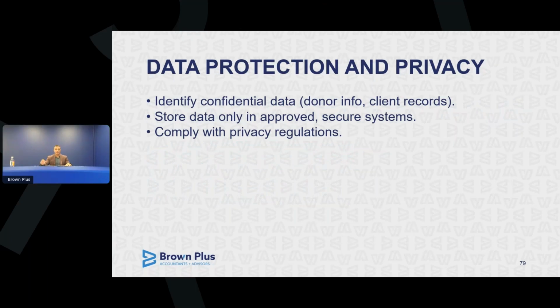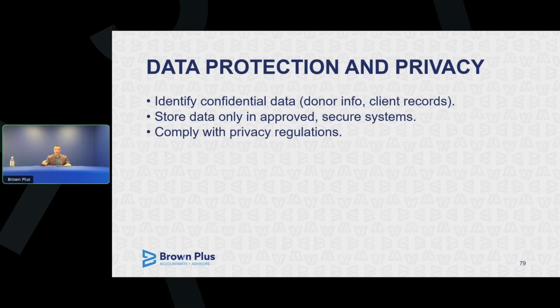Data protection and privacy. Okay, I'm going to read through these and we're going to dig into them a little bit, but identifying confidential data, store data only in approved and secure systems, and then comply with privacy regulations. And really, you could sum all three bullet points up with one policy, which is a data security policy. Write that down. If you don't know what it is, I can guarantee you don't have one for your organization.